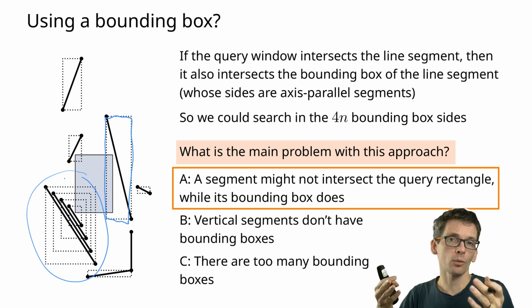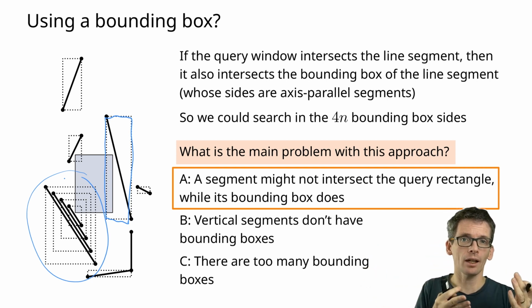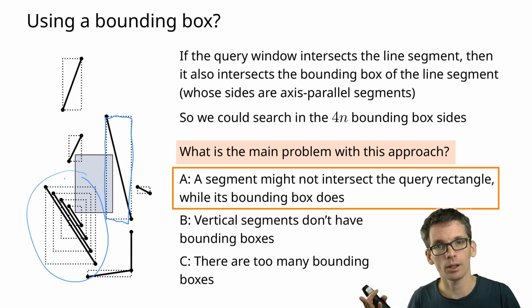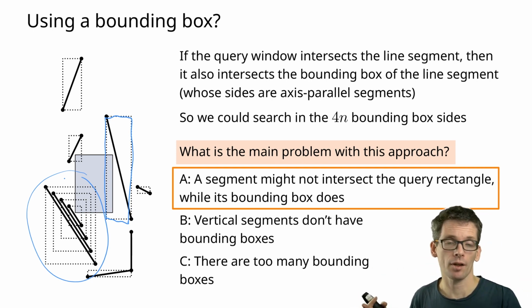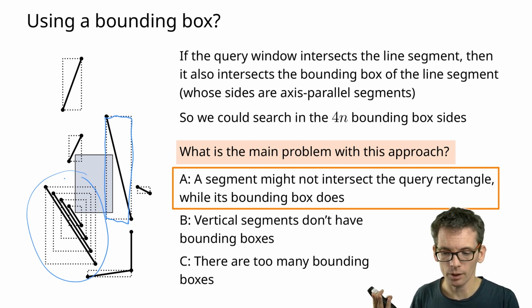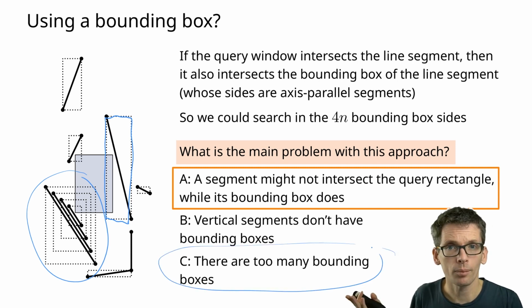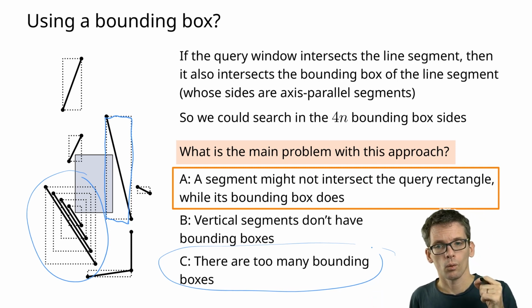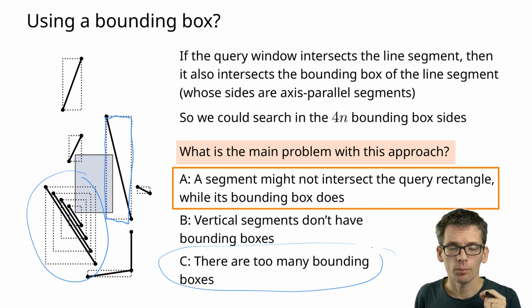So that moves my log squared n plus k to actually log squared n plus n, so linear query time, even if nothing is intersecting. And okay, a vertical segment has a degenerate bounding box, but that wouldn't be the problem. And the number of bounding boxes is also not an issue here. Good. So what is our current problem of interest?